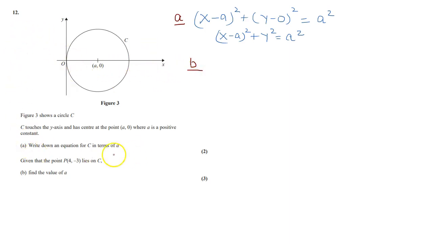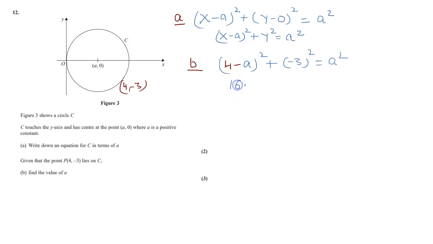Part B is, given that the point (4, minus 3) lies on the circle, find the value of a. So say this is 4 and minus 3. It lies on the circle. So a is the radius also. So we can put x as 4 and y as minus 3. So 4 minus a square plus minus 3 square is equal to a square.